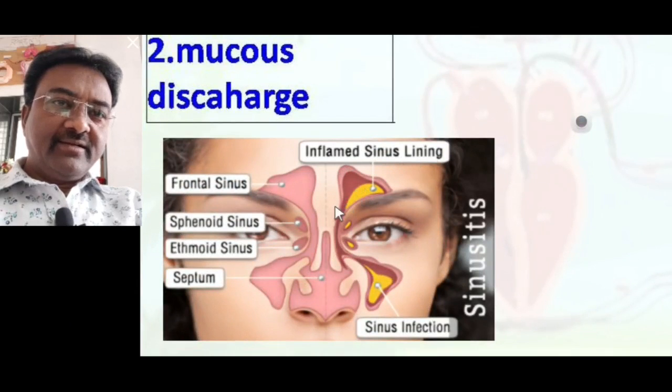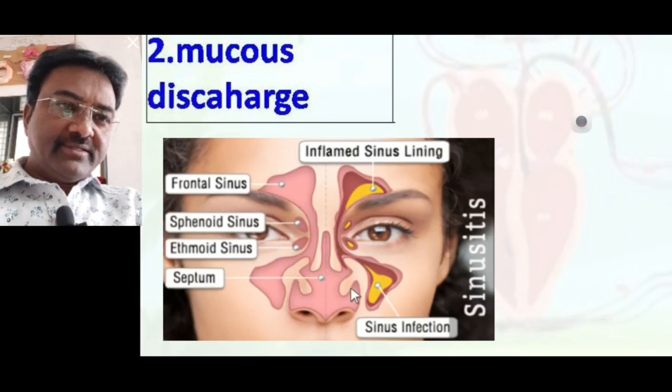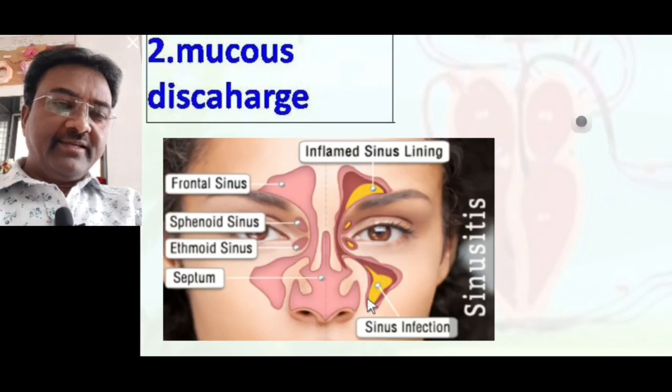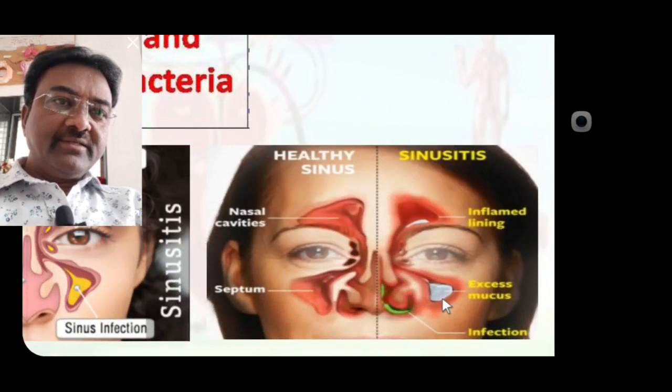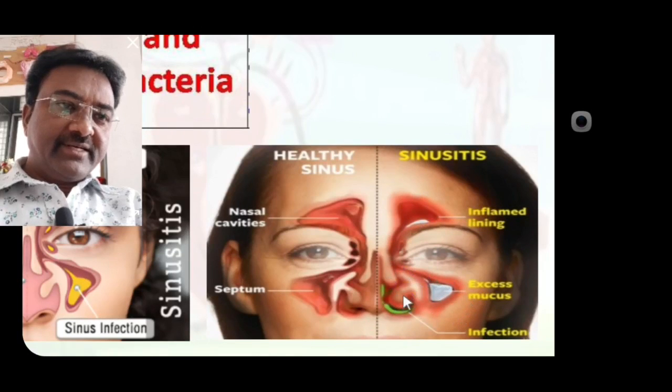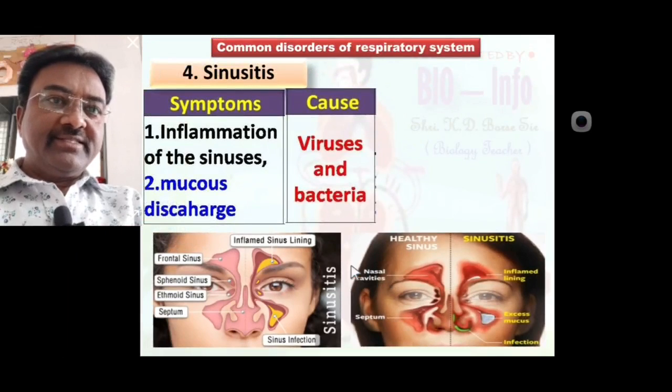Inflammation of sinuses. Here are the frontal sinus, sphenoid sinus, ethmoid sinus, septums. Each sinus has inflammation in the internal lining, and due to inflammation of the internal lining, sinus infection is seen in the sinusitis disorder. Seen here, normal healthy sinuses and sinusitis with inflamed lining. This is also a sinusitis condition. Infection also means sinusitis condition, and such sinusitis disorder is caused by viruses or bacteria.